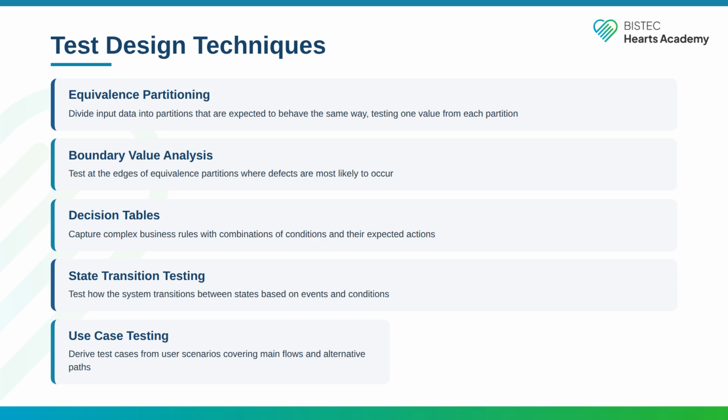State transition testing applies when a feature has states. An order goes from pending to confirmed to shipped to delivered. State transition testing verifies that each transition works correctly and that invalid transitions are blocked. You should not be able to go from delivered back to pending.